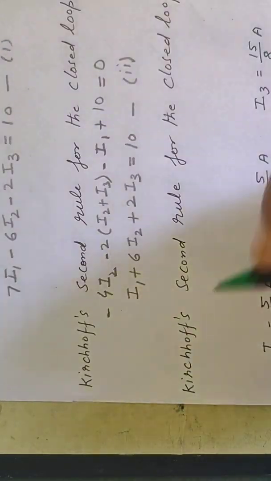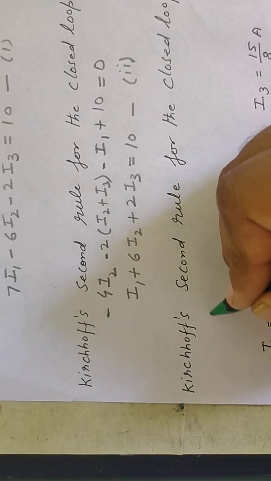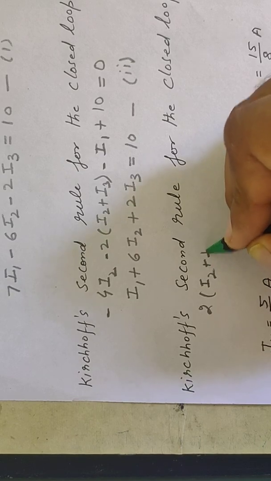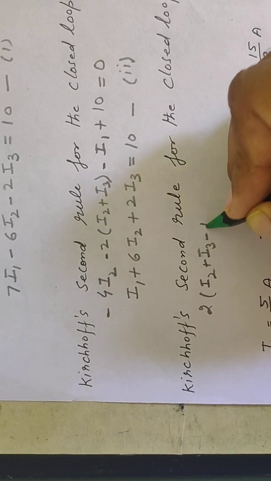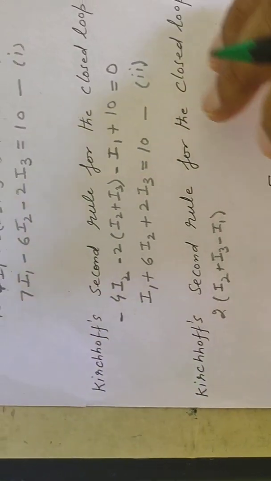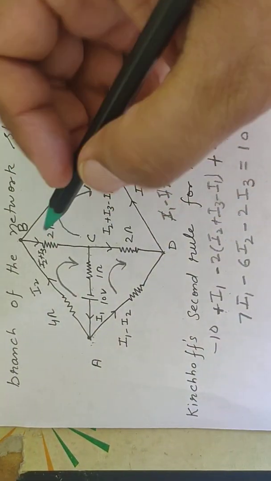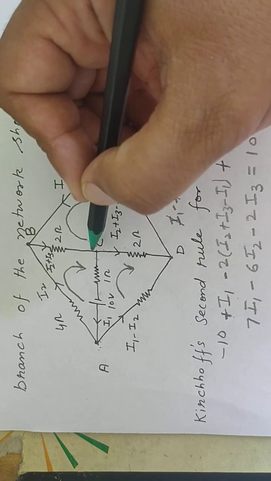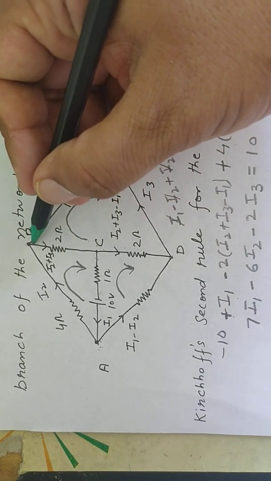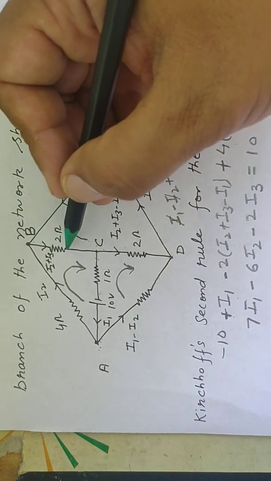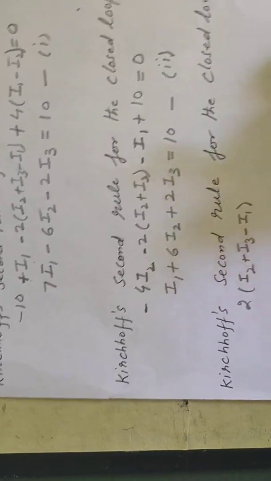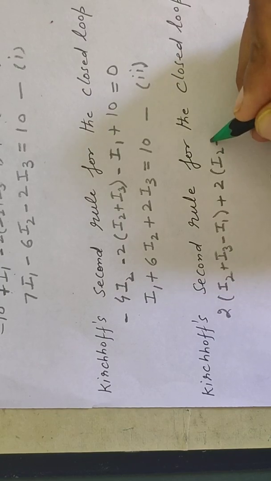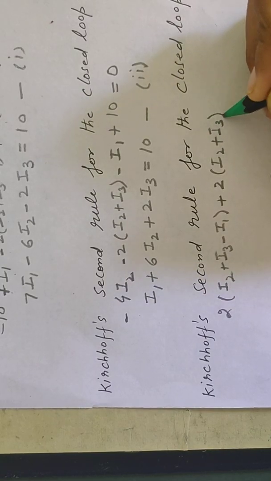So we get here 2 (I2 plus I3 minus I1). Now next we move from C to D. Here we are again going from low potential to the high potential. So again we get here 2 (I2 plus I3).